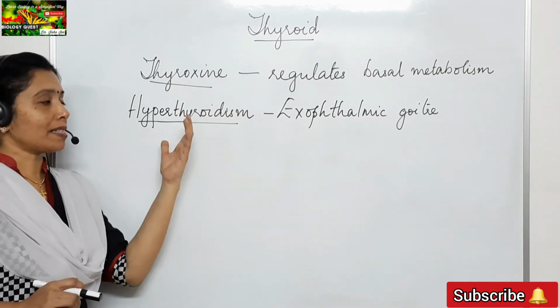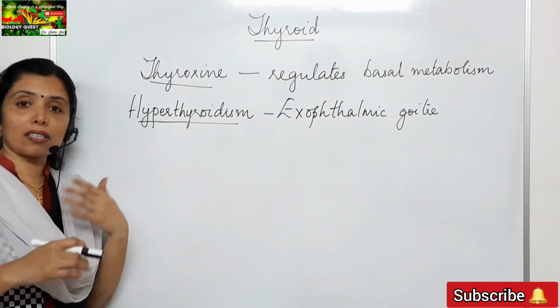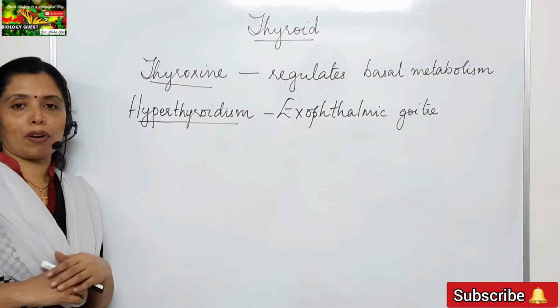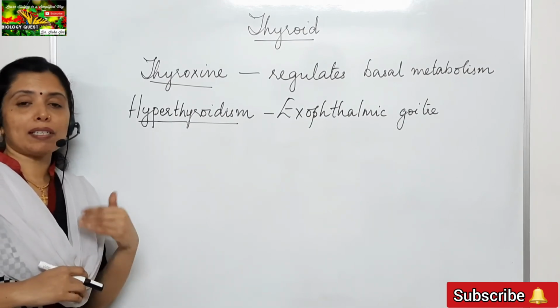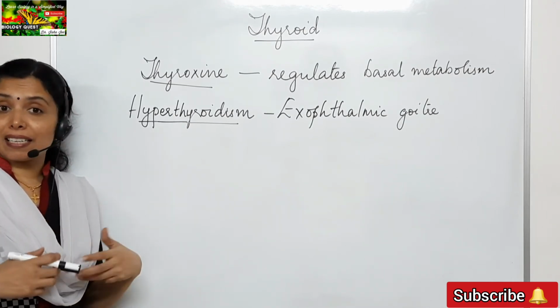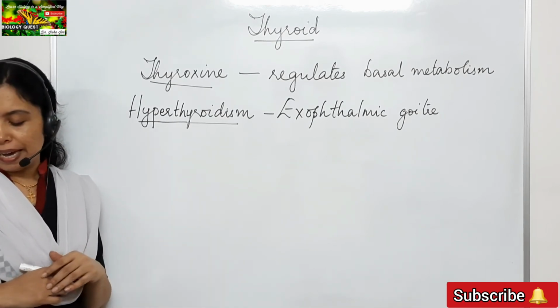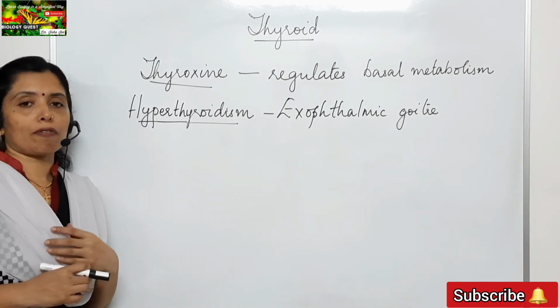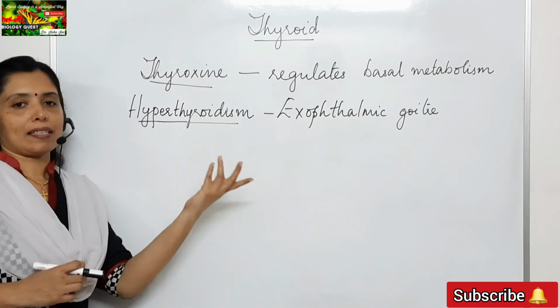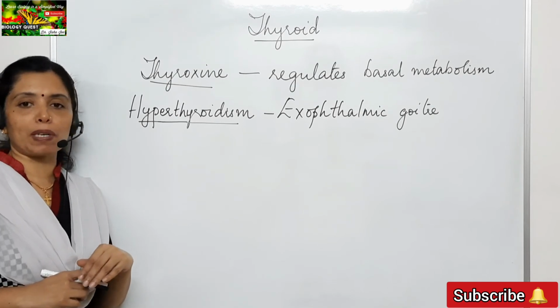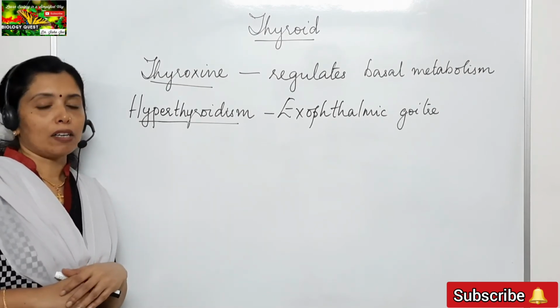And since it is hyperthyroidism, excess of thyroxine is secreted, so there is an increase in metabolic rate. Metabolism increases, there is increase in heartbeat, eyes get protruded, and there is shortness of breath, as well as there is swelling in the neck region. These are the characteristics of persons having exophthalmic goiter.